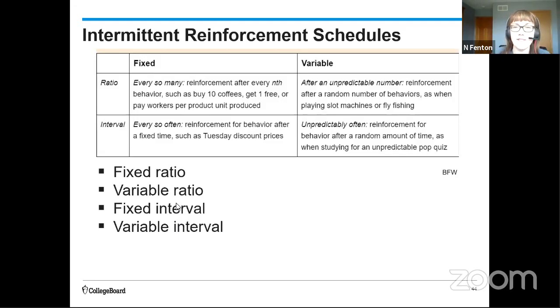And if you want to just define those individual words, if you see fixed, it just means predictable. So you can see that here in this chart. If it's variable, it's unpredictable. So when it says every nth behavior, so every 10 coffees, get 1 free, that's a fixed, a predictable amount of behavior. Or it could be ratio versus interval.